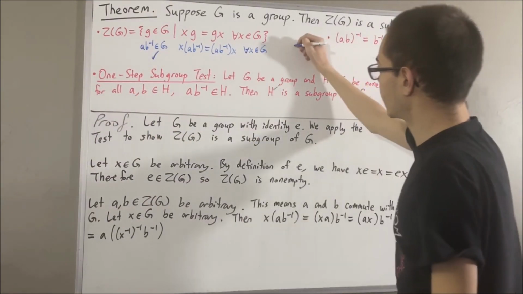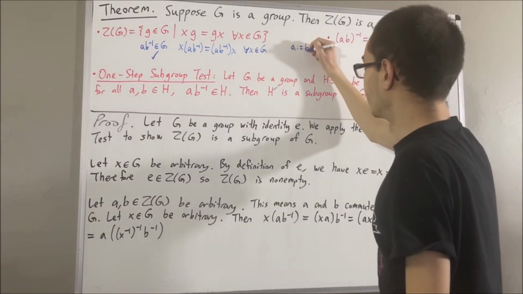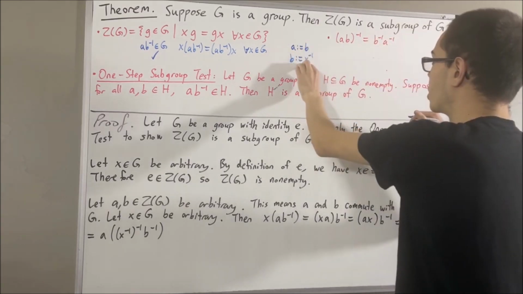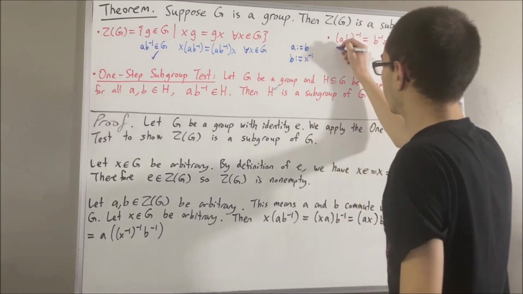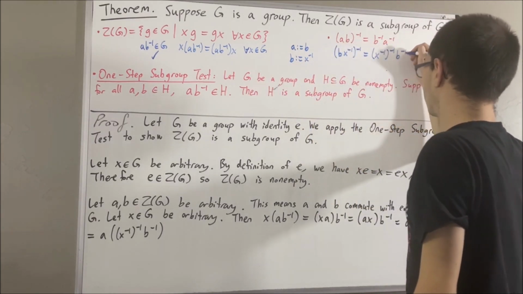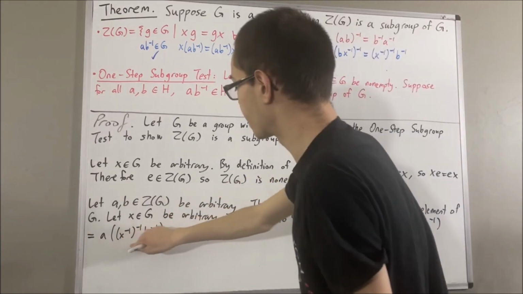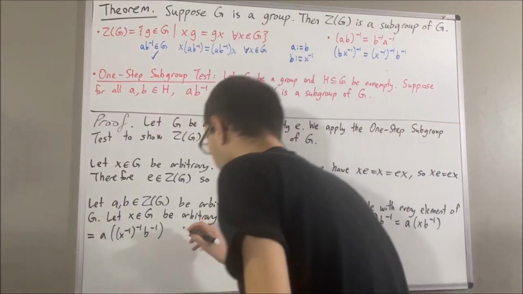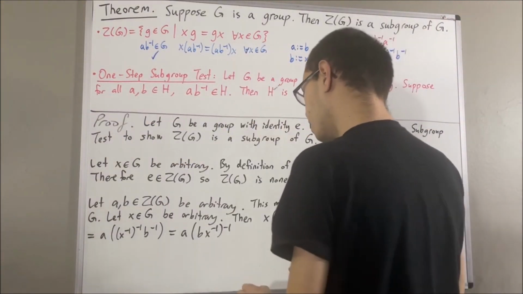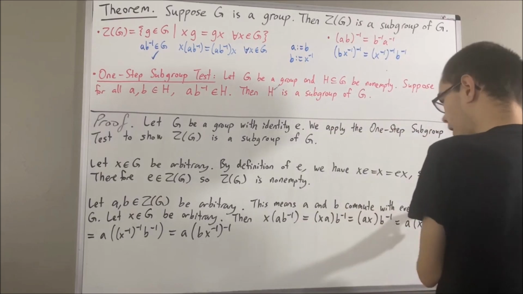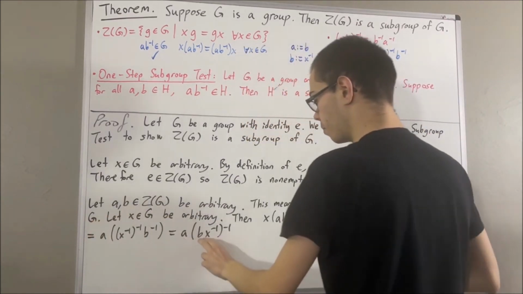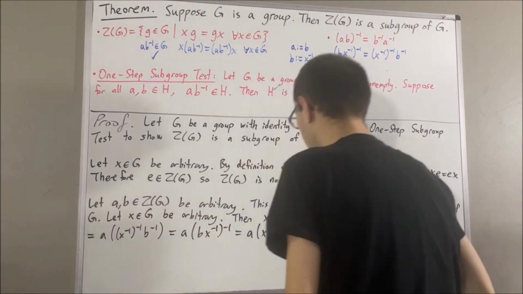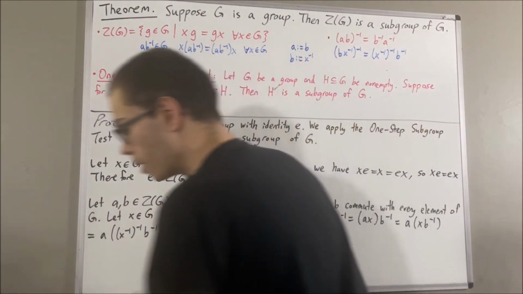In that case, we're going to take a to be b, and we're going to take b to be the inverse of x. With these substitutions, this becomes this. So really, this guy is equal to the inverse of b times x inverse. And then, since b commutes with every element of G, that means b must commute with the inverse of x. So we can swap these guys. But now we're going to apply this property again.